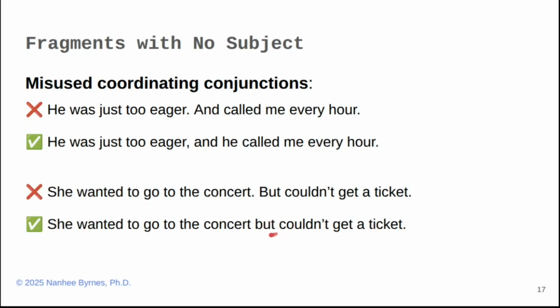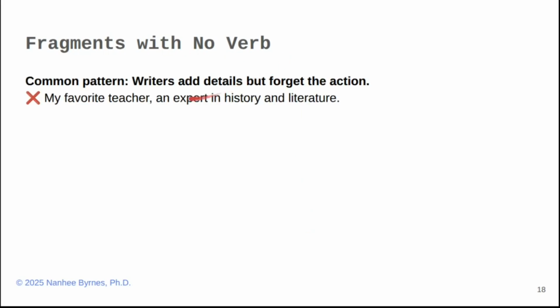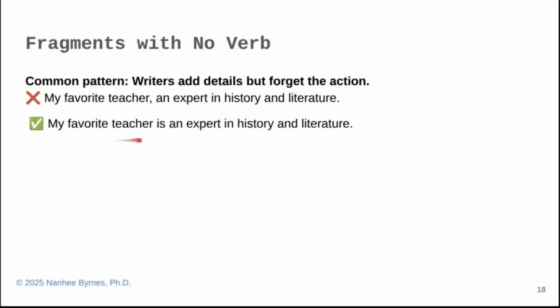Fragments with no verb. Sometimes the subject is present, but the verb is missing. Imagine you write, my favorite teacher, an expert in history and literature. At first glance, it feels complete. We have a subject, my favorite teacher, plus details. But what is the teacher doing? Or what is being said about the teacher? Without a verb, the thought is unfinished. To fix it, we could write, my favorite teacher is an expert in history and literature. The verb is connects the subject to the rest of the sentence. That small word is the glue that holds everything together.